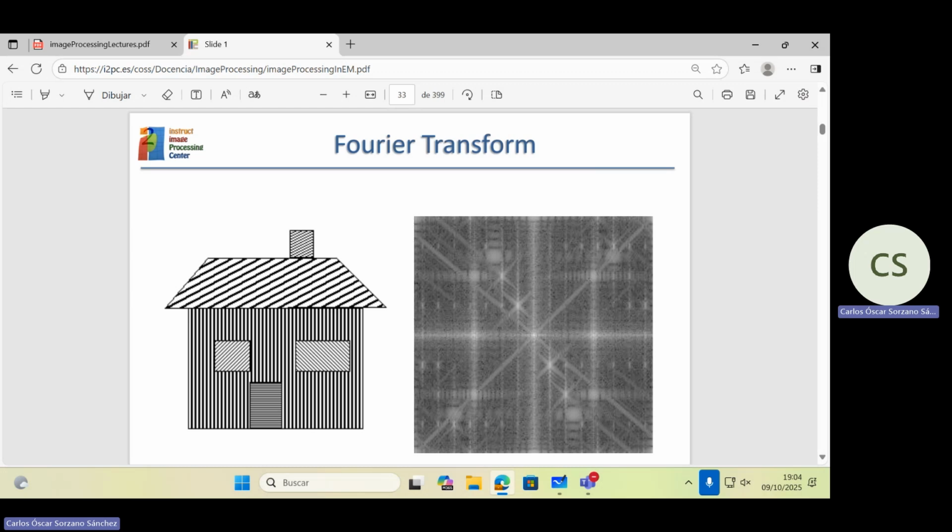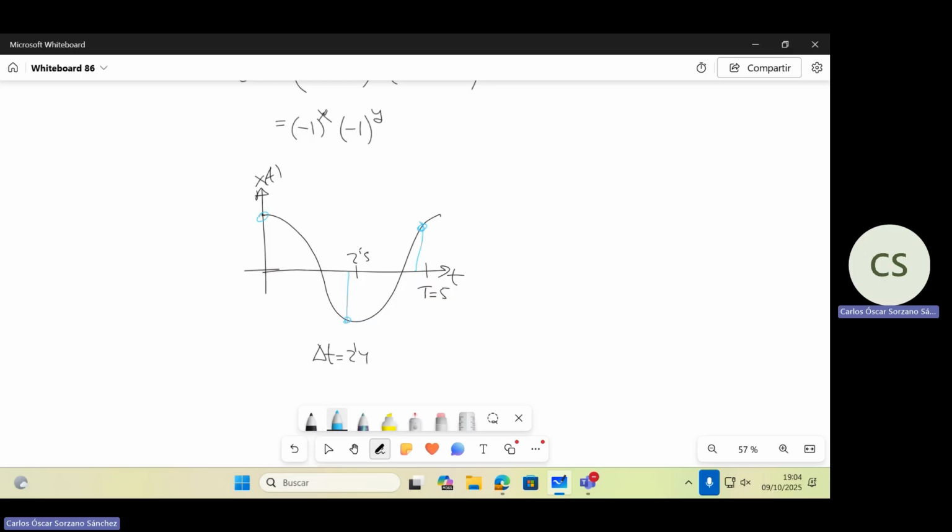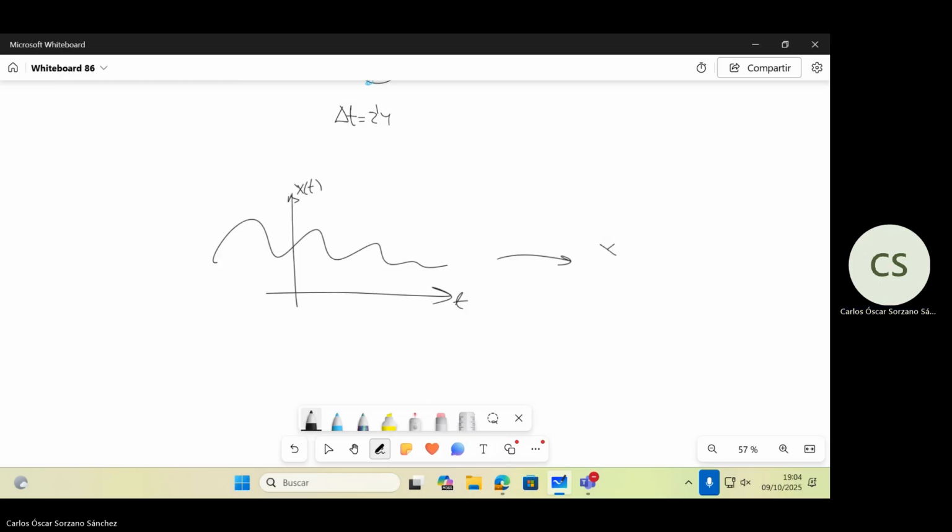Why don't we have a single delta? And the reason you already know also from one dimension. So let's say that I have x of t. This is t. This is x of t. You have some signal here, whatever that is, and you do the Fourier transform.